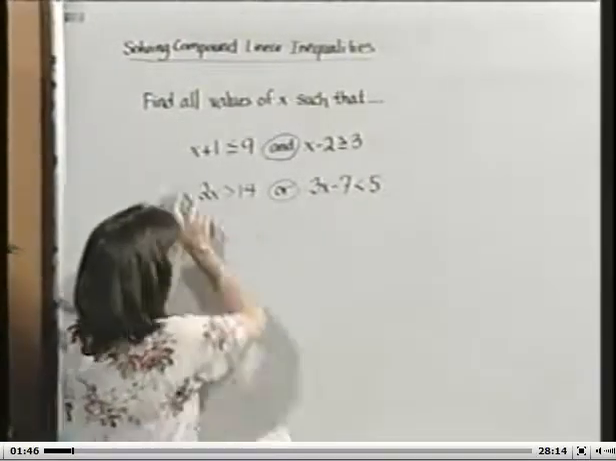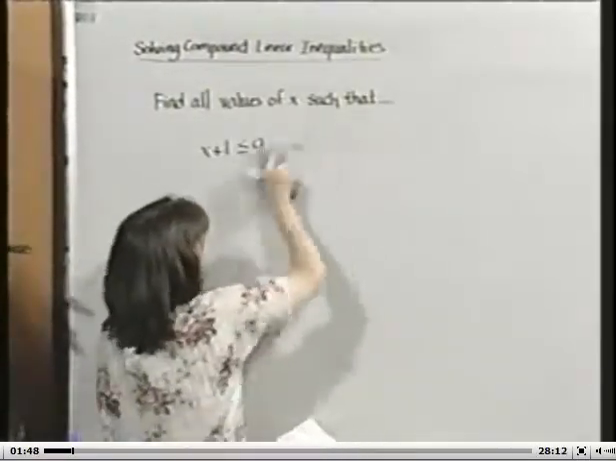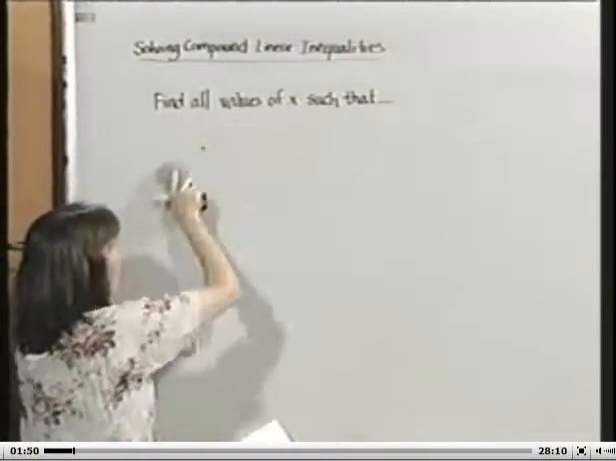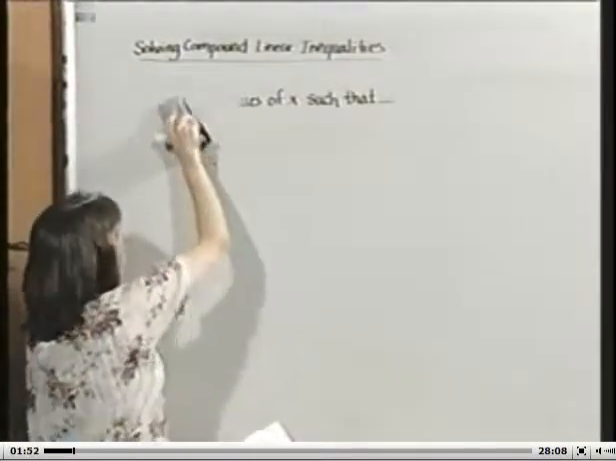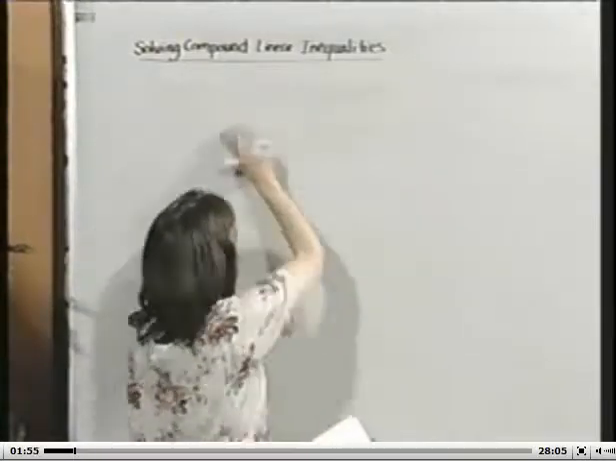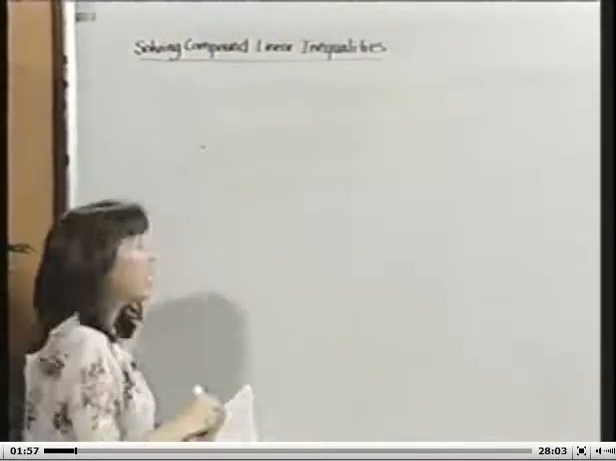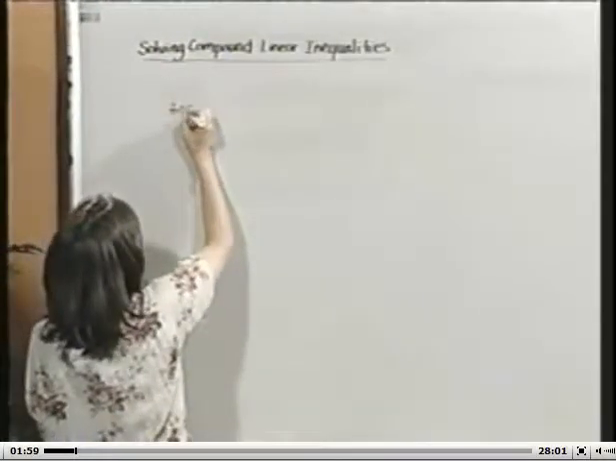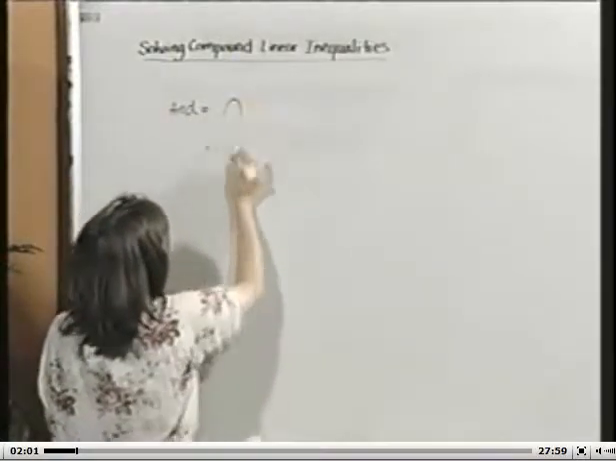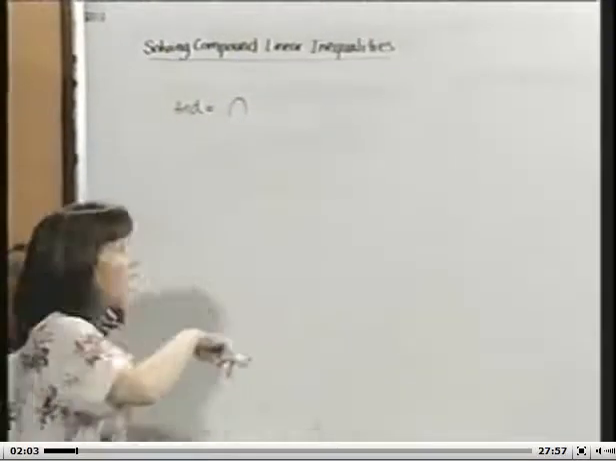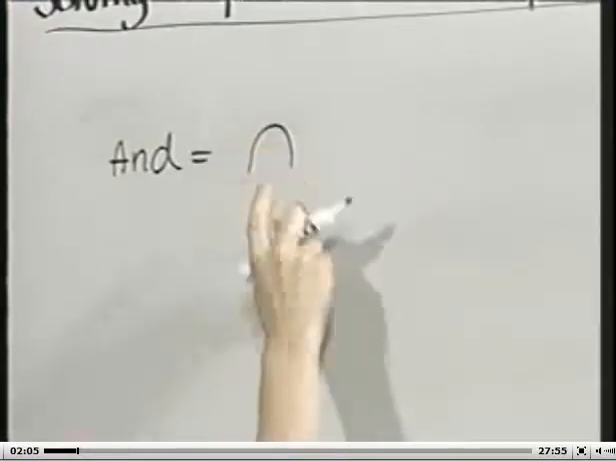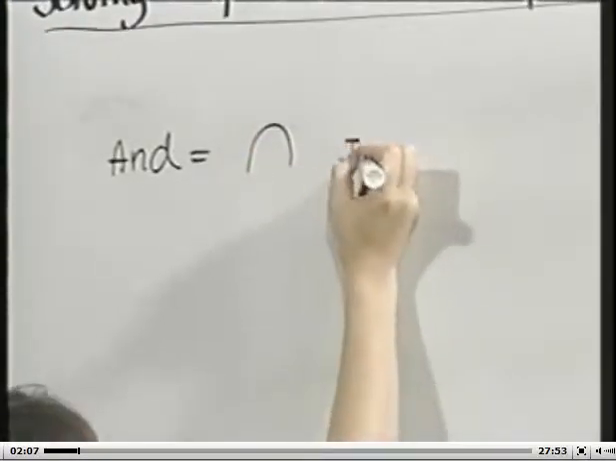What does and really mean in math? And means intersection in mathematics. An intersection has a symbol, and that symbol is an upside down U. So let me just say right here that and means intersection, and that is symbolized by an upside down U. So this means intersection.